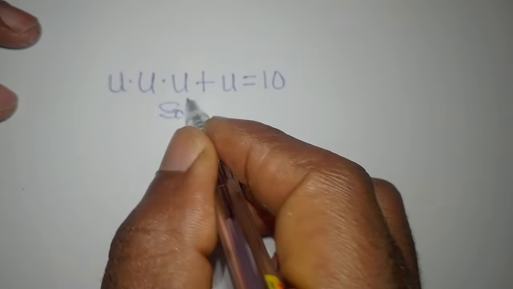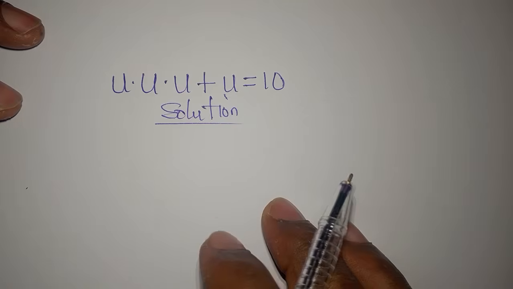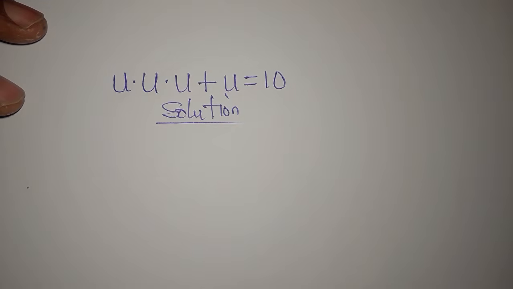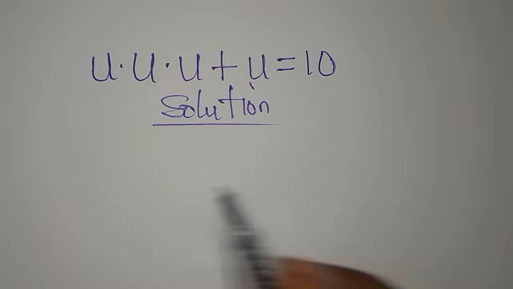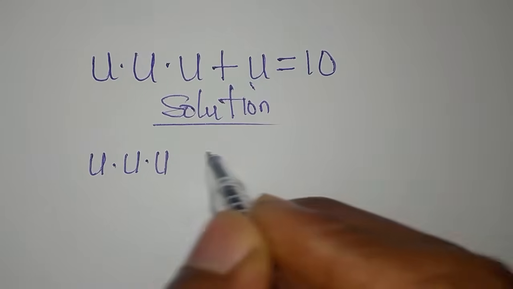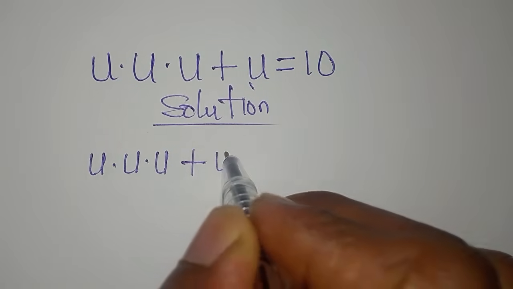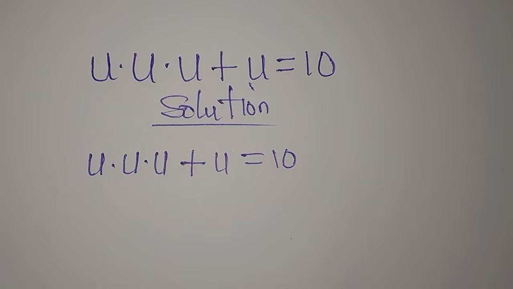Okay, let's provide a solution to this problem very quickly. Here it is: u multiplied by u multiplied by u, then plus u equals 10. This is very simple. We're going to balance the left hand side and the right hand side.